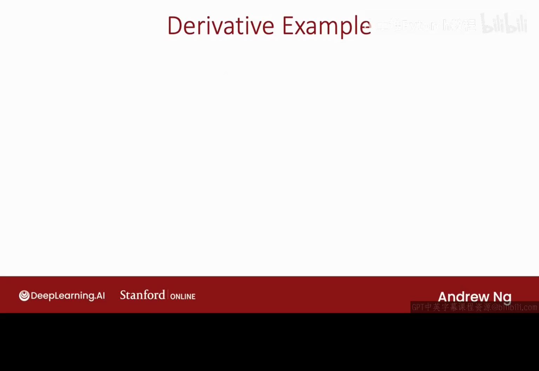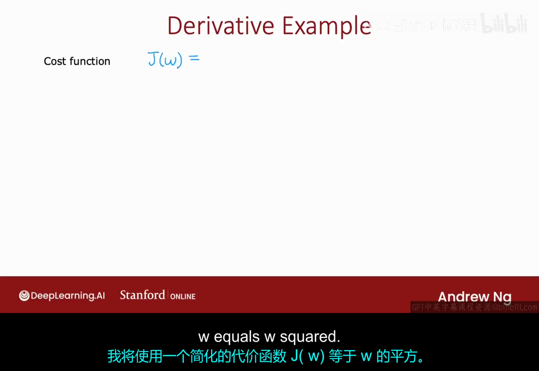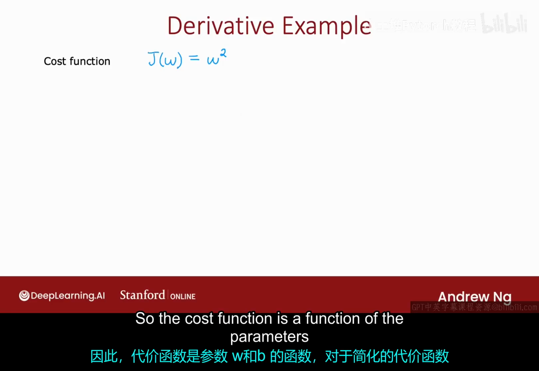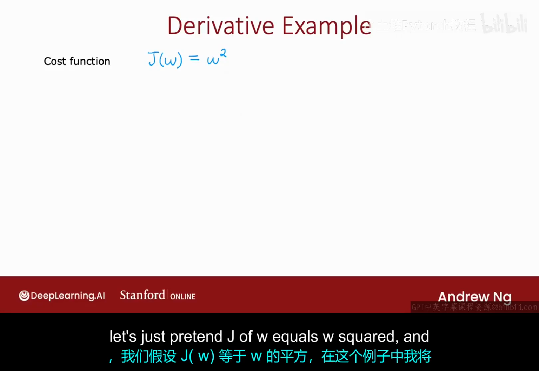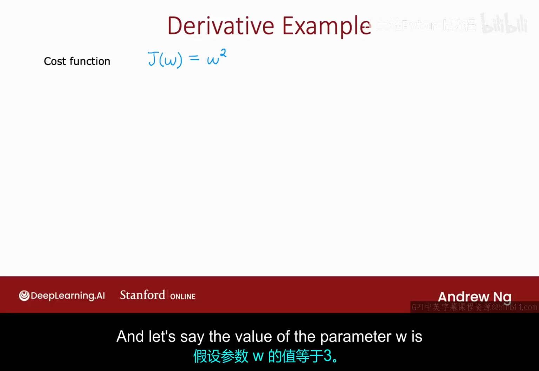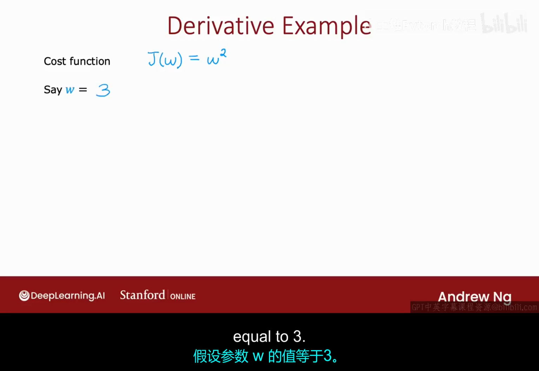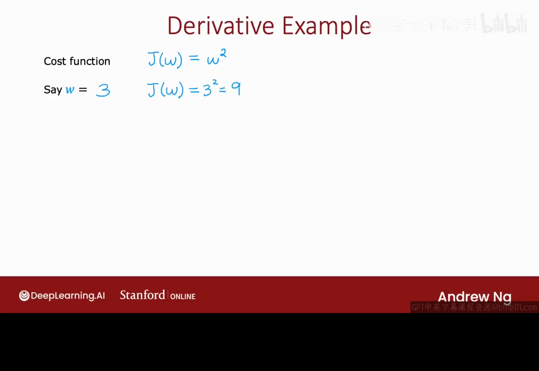Let's take a look. I'm going to use a simplified cost function, J(w) = w squared. So the cost function is a function of the parameters w and say b, and for the simplified cost function, let's just pretend J(w) = w squared, and I'm going to ignore b for this example. And let's say the value of the parameter w is equal to 3. So J(w) will be equal to 9, w squared, or 3 squared.